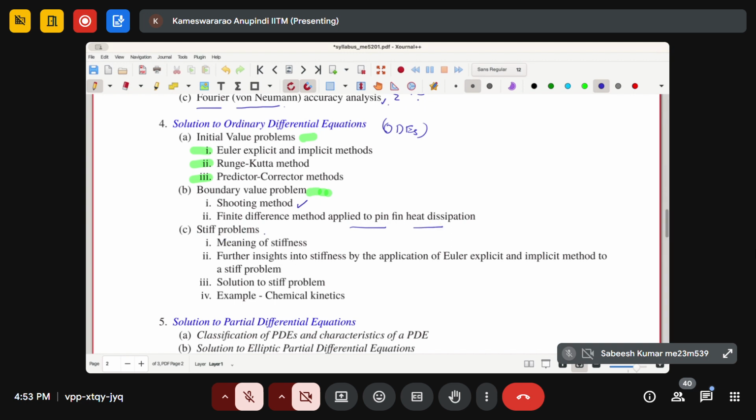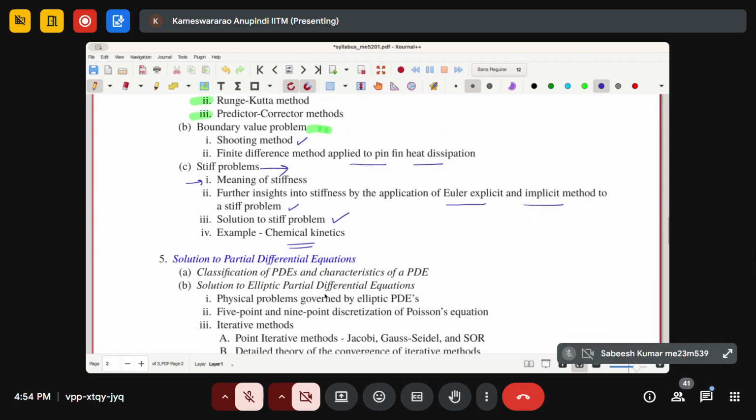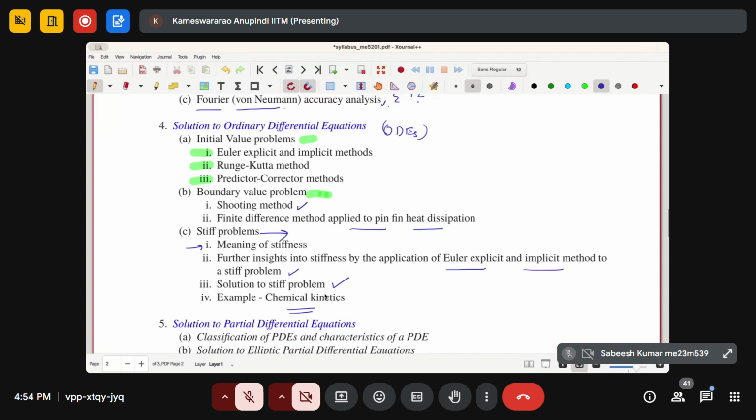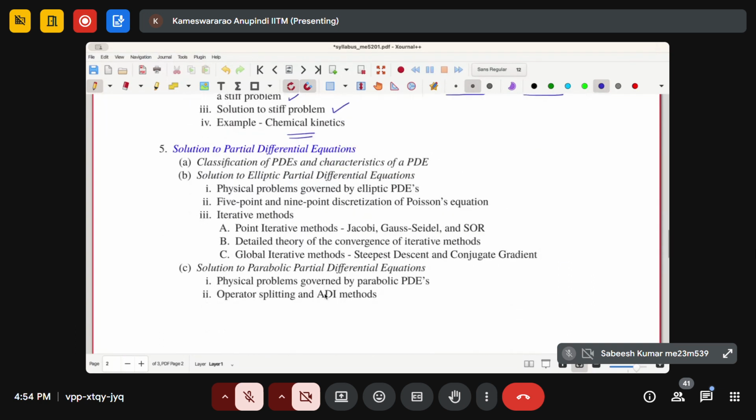Okay. Then we're going to look at a particularly difficult set of problems that are known as stiff problems. So we'll first start off with what is stiffness. Then we are also going to look at further insights into stiffness by the application of both explicit and implicit methods to a stiff problem. Then we will look at how we overcome the stiffness and then solve such a problem. We'll take an example from chemical kinetics in solving a stiff problem. So that kind of finishes the solution to ordinary differential equations.